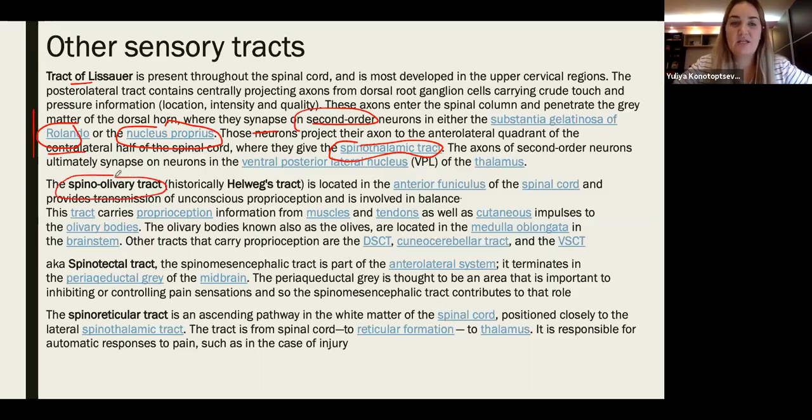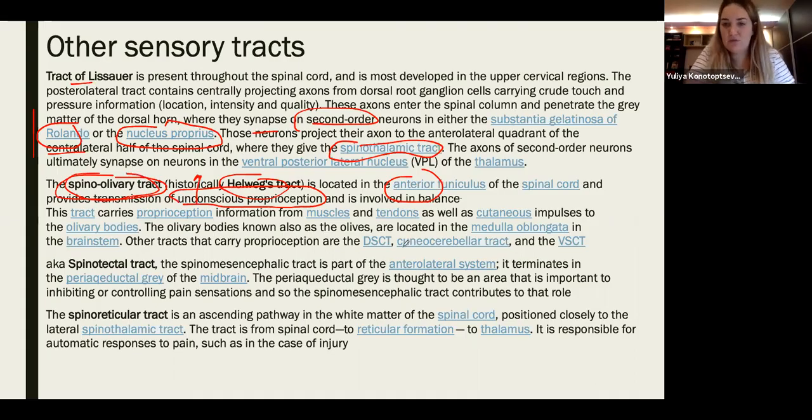The spino-olivary tract has another name. It is also known as Helweg's tract. It is located in the anterior funiculus of the spinal cord, and it is responsible for unconscious proprioception. Unconscious proprioception basically means that you don't have to think which joints to flex when you walk. You don't have to think about it. You just go, okay? You're just walking. Everything is done for you by the spino-olivary tract and cerebellum.